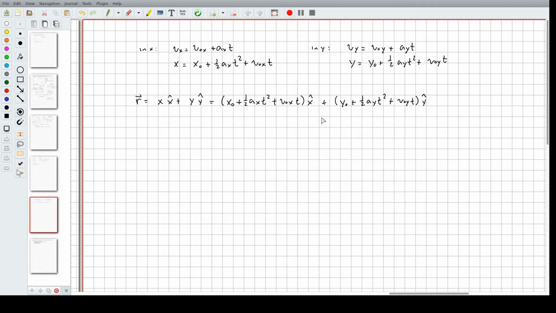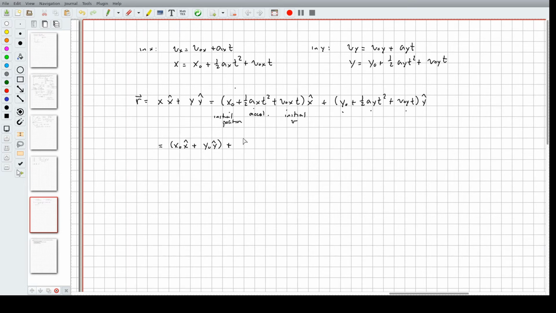Now what I want to do is to take the concept terms and group them together. This, for example, would be initial position. This is acceleration. And this is initial velocity. Now, when you group them, you have x naught x hat plus y naught y hat. That's the initial position part, the first term.